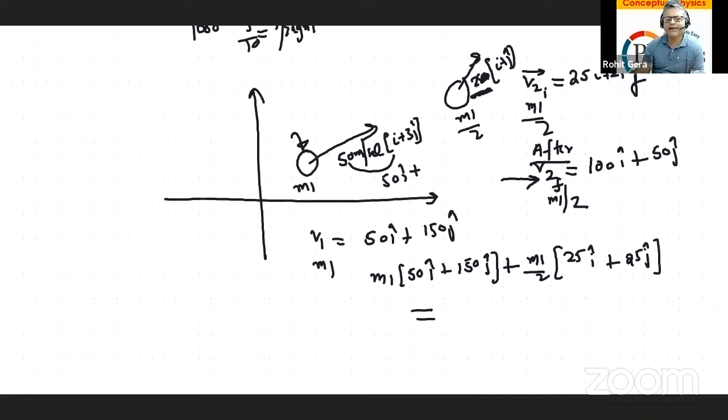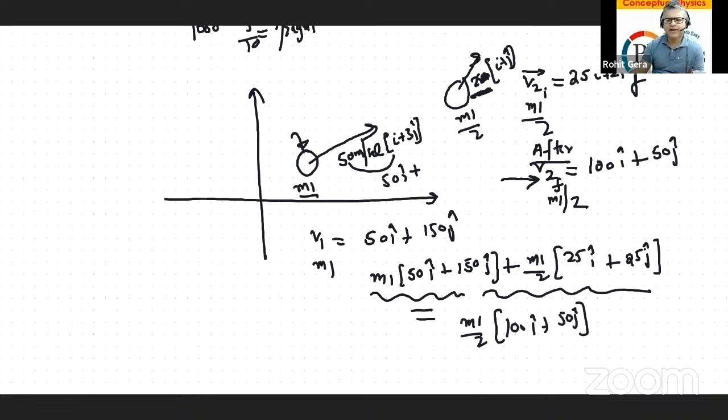In the final momentum scenario, you have to find the velocity of the first mass m1. So I'm writing p final after the collision, m1 by 2 into, sorry, the second mass, yes, 100 I plus 50 j plus the first mass, and I don't know what the velocity is going to look like, but I am writing it like this.